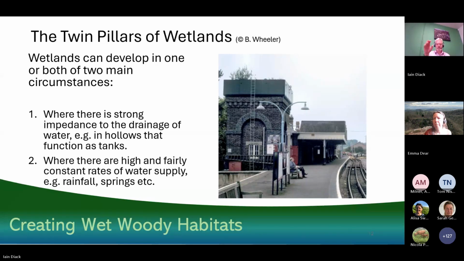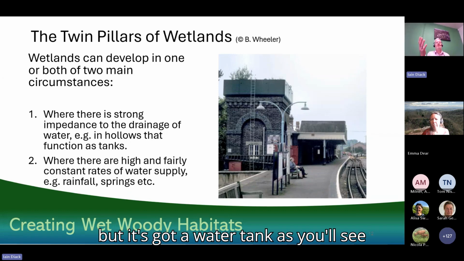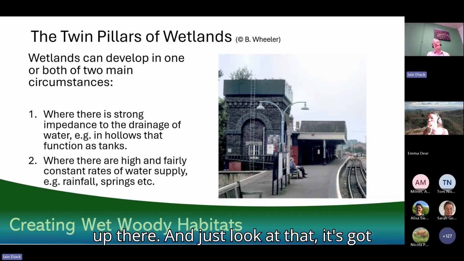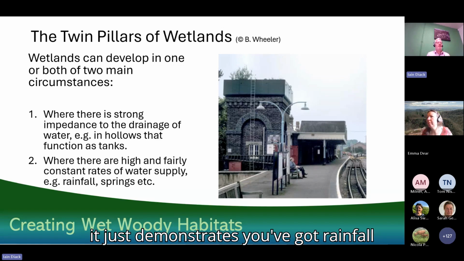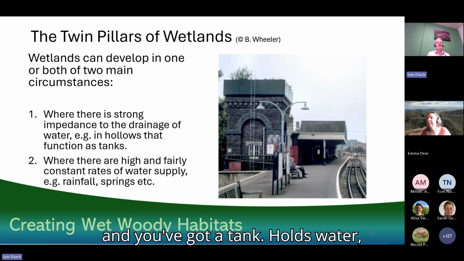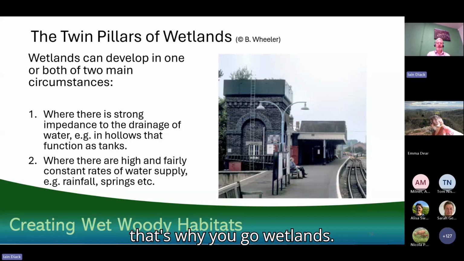And Brian used this picture. I think it's a station in the Chilterns, but it's got a water tank, as you'll see up there. And just look at that, it's got a bit of wet woodland growing in it, and it just demonstrates you've got rainfall and you've got a tank that holds water, seed gets in, you've got a wetland. Dead simple. That's why you get wetlands.